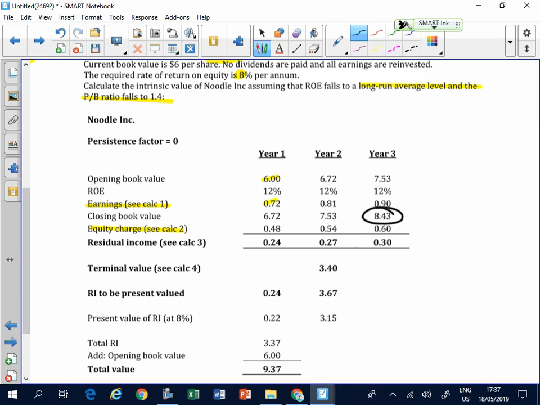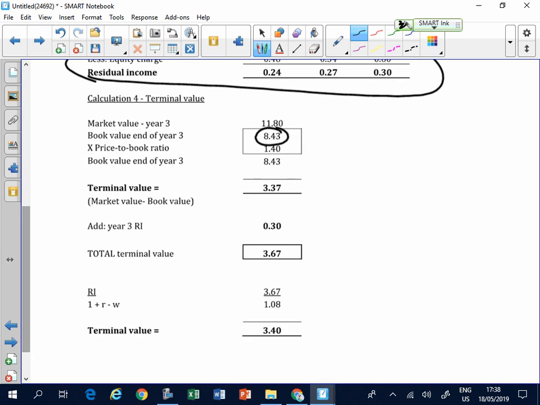They gave you the price to book ratio, which was 1.4. We multiply the closing book value in dollars times 1.4, and we get to 11.8. But this thing got there for a reason, because it paid out dividends and it grew the residual income and so on. So you need to take off the book value at that point, which was 8.43, and that'll get you the terminal value.